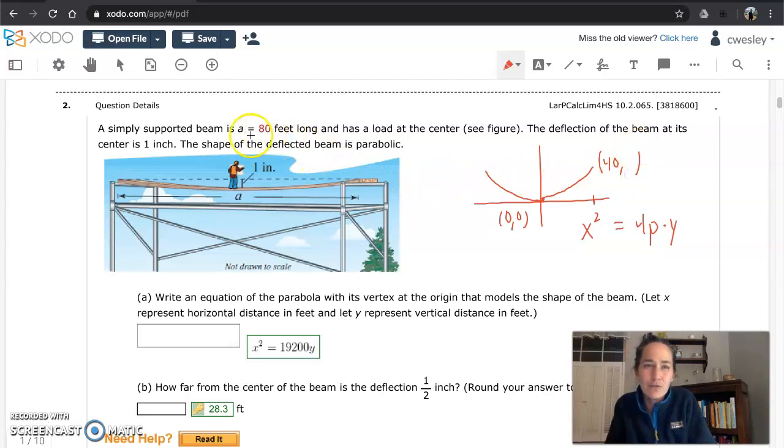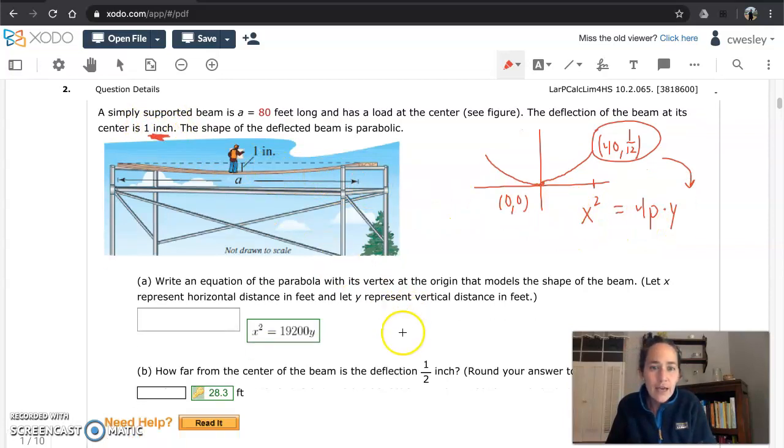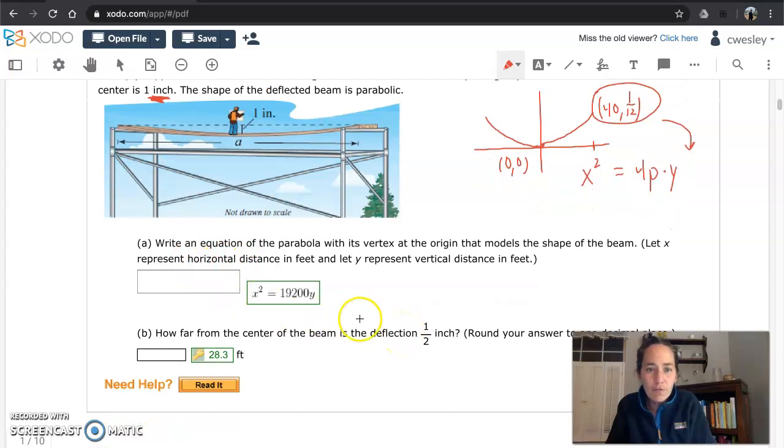There's a mixture of units here, right? It says the deflection of the beam at the center is 1 inch. So that's 1/12 of a foot. A good next step would be to plug in the coordinates to get p and get this equation. Remember in part A to call this 1/12 of a foot, and in part B, it says how far from the center of the beam is the deflection of 1/2 inch. Do this whole problem in feet. Call it 1/24 of a foot before you do your plug-in. All right, so that's a tip on 2.